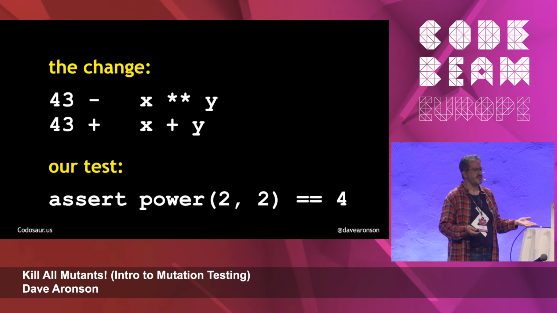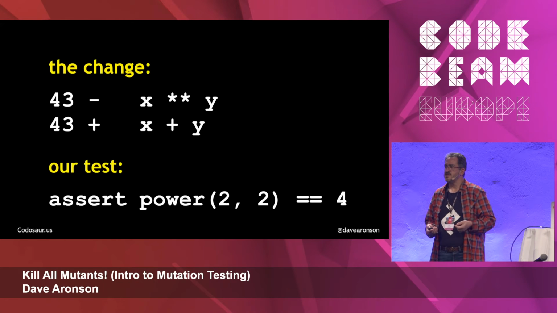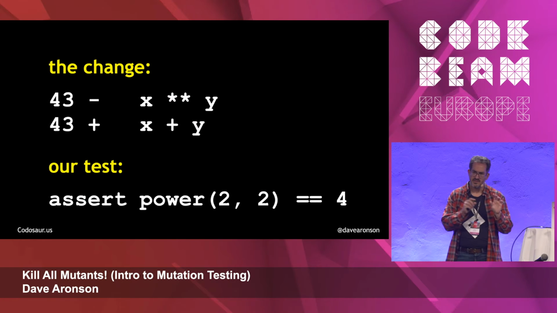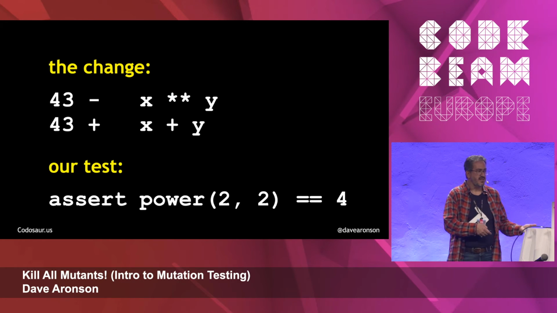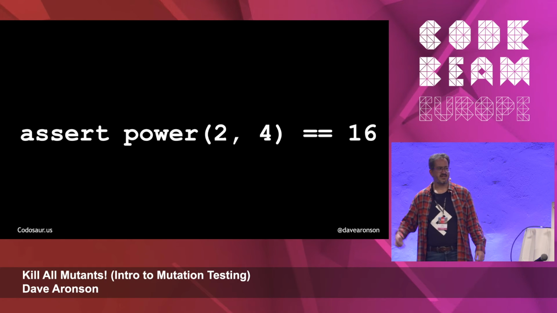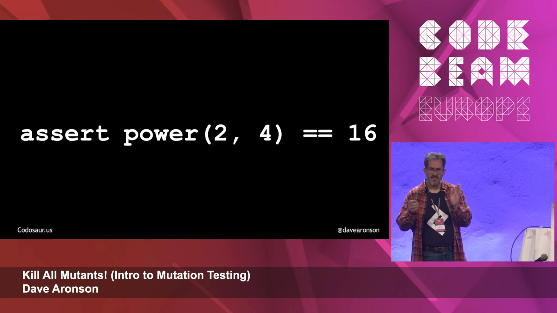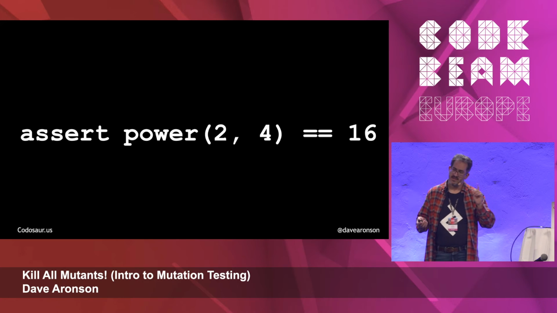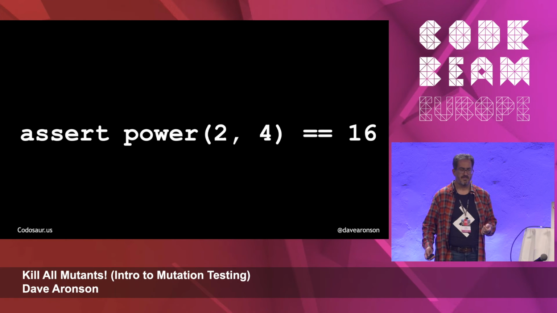It's quite simple in this case. We just need to make one test use inputs such that x to the y is different from x plus y. For instance, we could add a test or change our existing test to something like this, asserting that 2 to the 4th power is 16. All the mutants that our original test killed, this would still kill. 2 plus 4, however, is 6, not 16. So this kills the plus mutant.